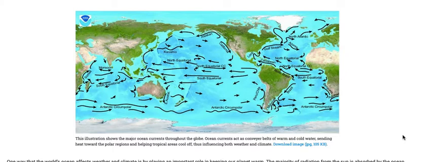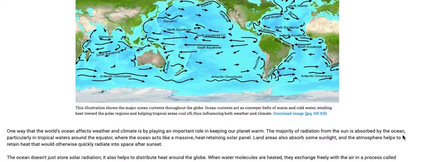Ocean currents act as conveyor belts of warm and cold water, sending heat toward the polar regions and helping tropical areas cool off, thus influencing both weather and climate.